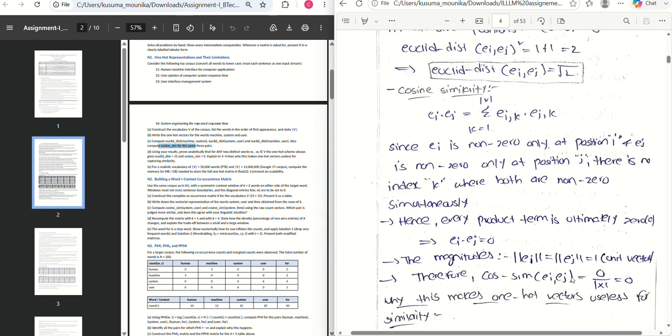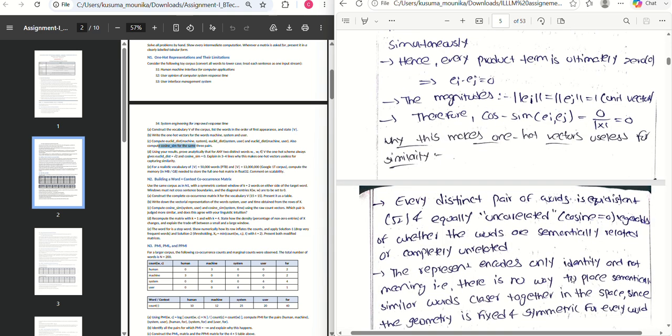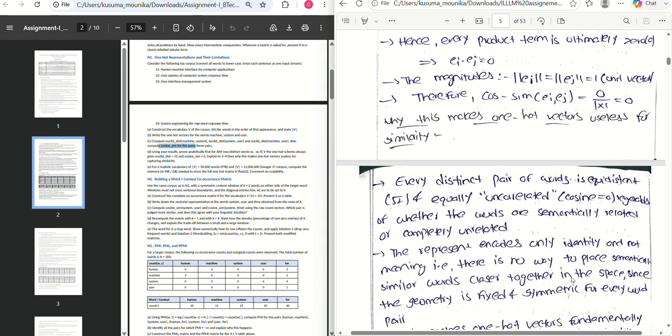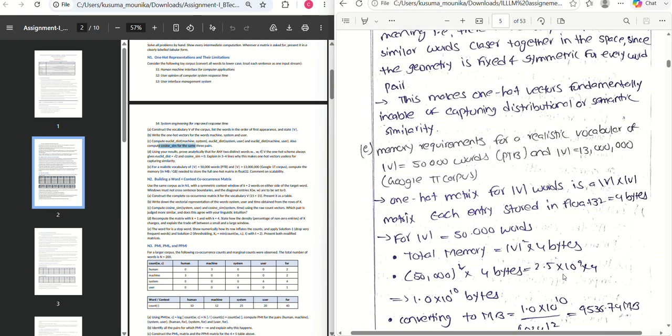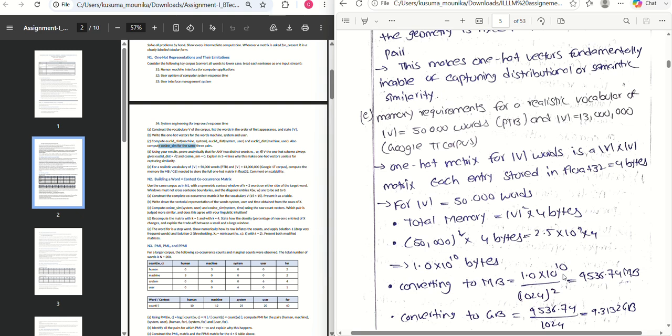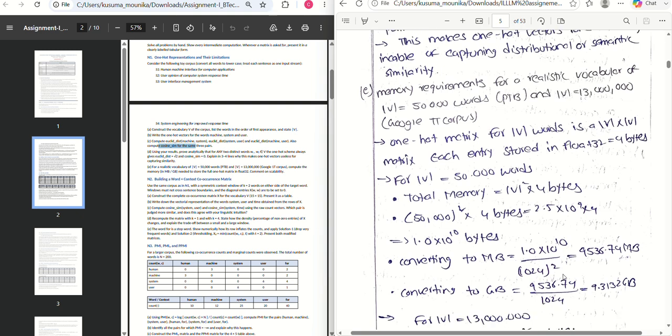Next we move to the fifth question, where they asked about a realistic vocabulary of 50,000 words and a 30 million vocabulary. How much memory would be taken by a one-hot encoding? A one-hot encoder with vocabulary size V needs V squared entries. Hence, 50,000 words would require 50,000 squared entries, and each entry is float32, that is 4 bytes.